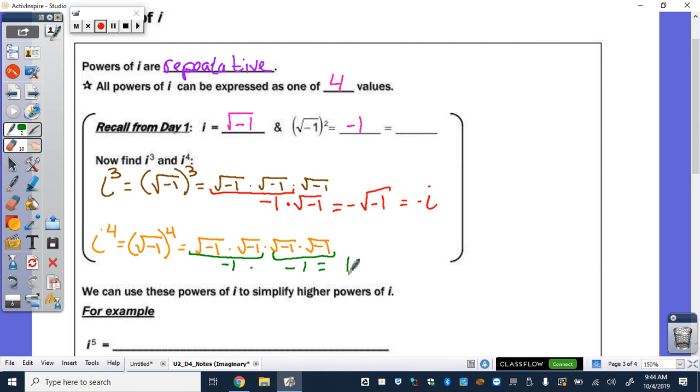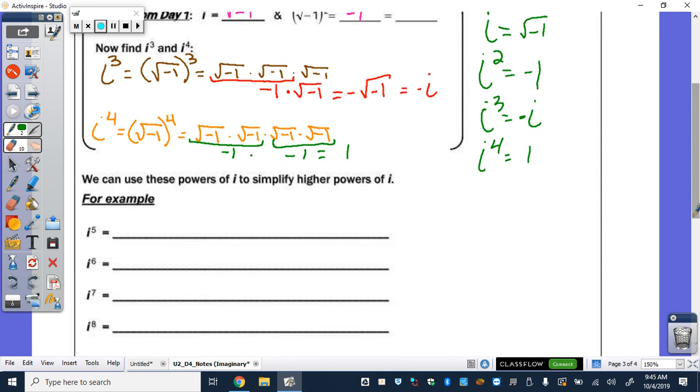So i to the first, here's a little chart here. i to the first is the square root of negative 1. We would leave that one as simply i. i squared simplifies to be negative 1, because when you multiply the two radicals, i to the third is negative i. And i to the fourth, as we just saw, simplifies to 1. And then it just repeats that pattern.